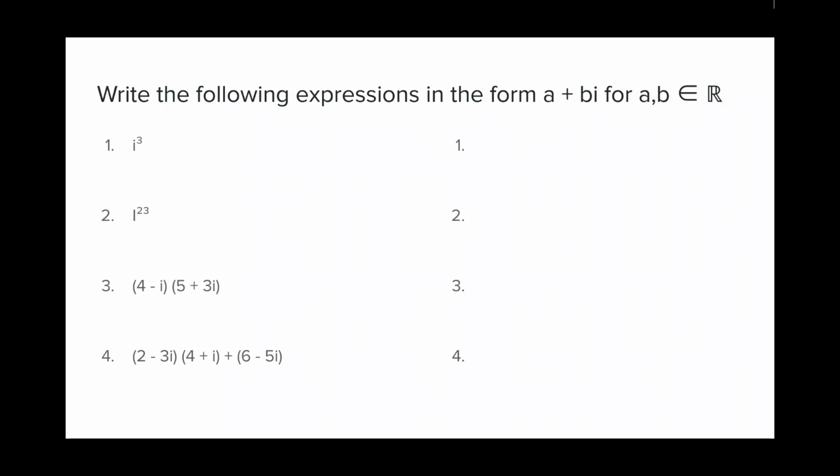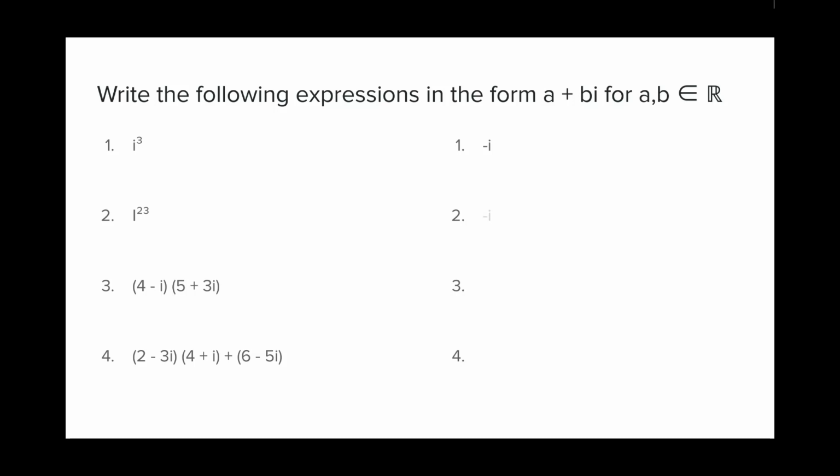So I hope you've had a go at them. Let's go through them. So i cubed in the form just gives you minus i. We don't have an a value here because there's no real number, but for the imaginary part, b, we have minus 1. So we have i times i, which gives you minus 1, and then times i again gives you minus i. For i to the 23rd, we have minus i as well.